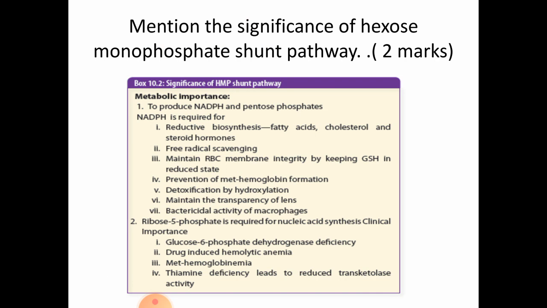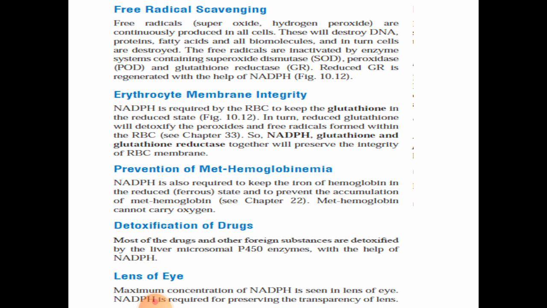Next one would be the clinical importance. The headings would be enough, but if it is asked for more than 2 marks, you can explain each step. That is free radical scavenging: NADPH is produced with the help of the shunt pathway, and this NADPH is required for free radical scavenging. These free radicals are continuously produced in all cells, and they will destroy the DNA, proteins, fatty acids and all other biomolecules, and in turn destroy the cells.